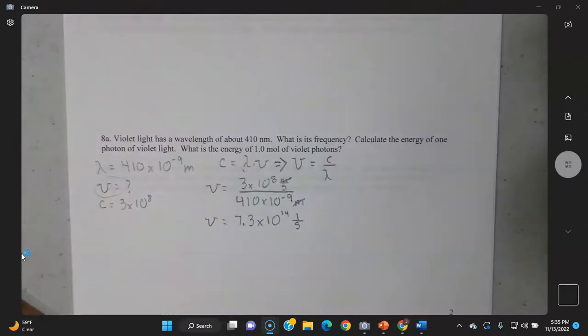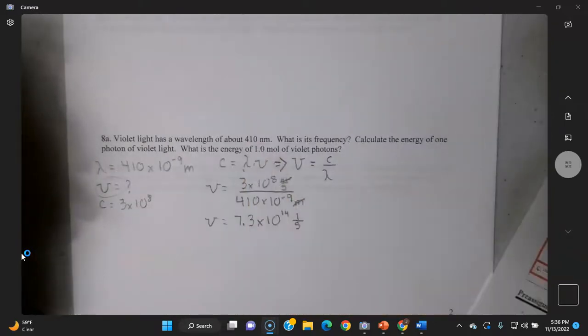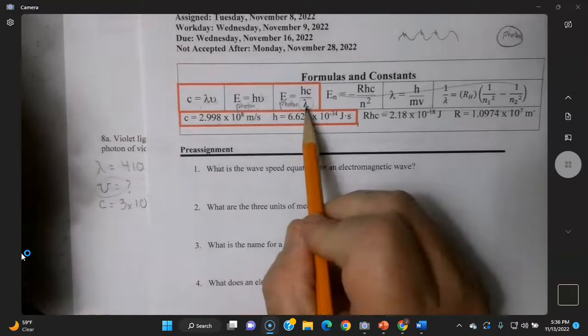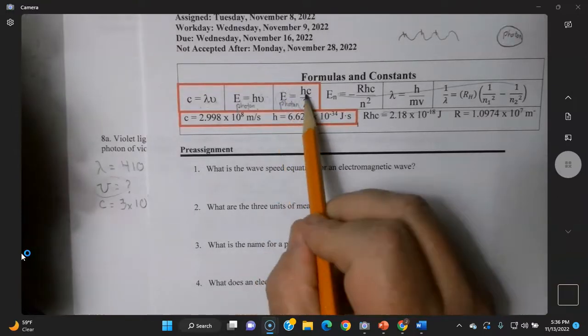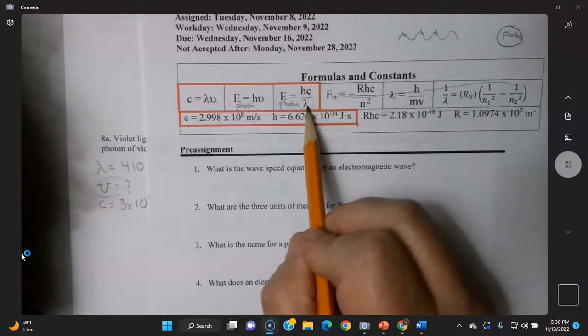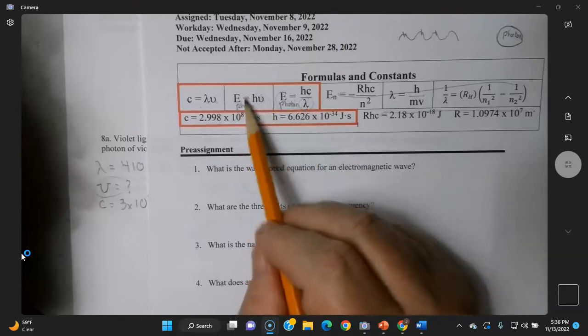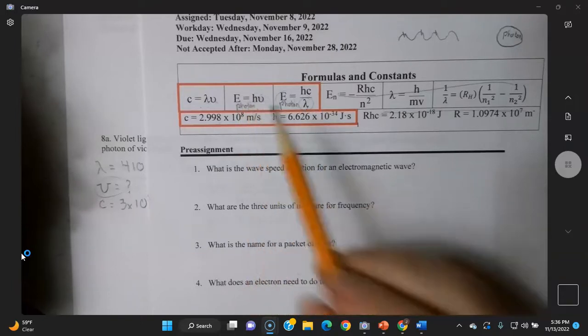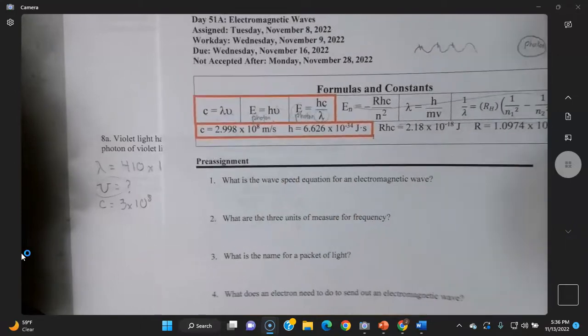Okay, we got that. Now calculate the energy of 1 photon of violet light. Okay, well, we got 2 formulas to do that. We were given the wavelength of 410 nanometers, so we could use this formula. That's the energy of a photon, Planck's constant times speed of light over the wavelength, or we just calculated the frequency. Let's go ahead and do that. It's fewer numbers involved. So energy of a photon equals Planck's constant times frequency.